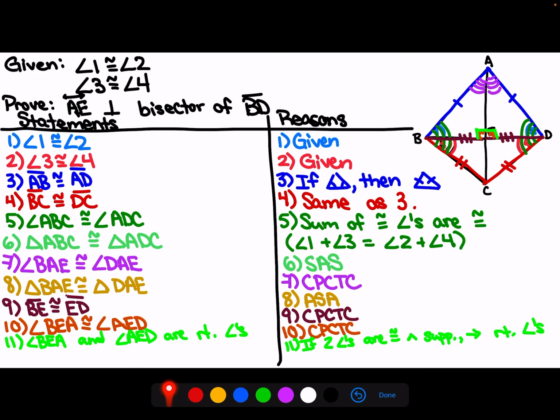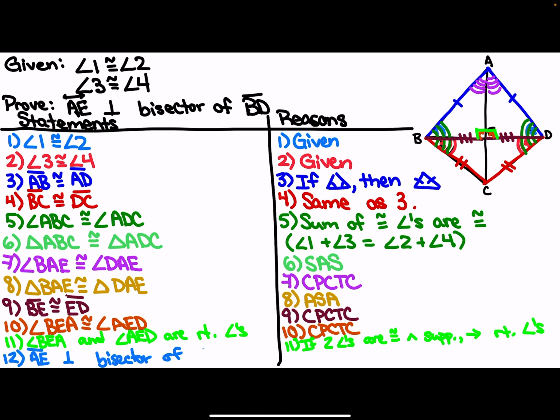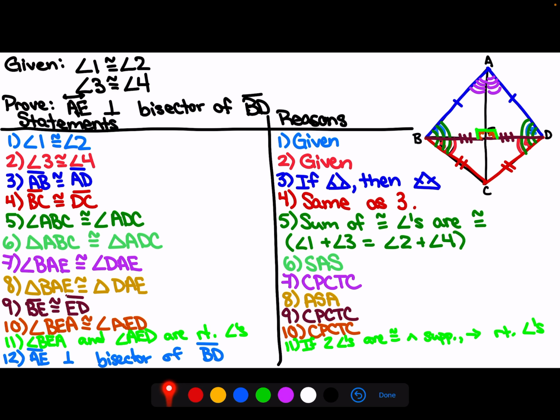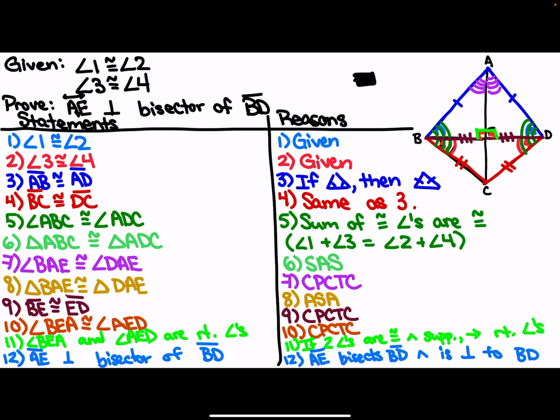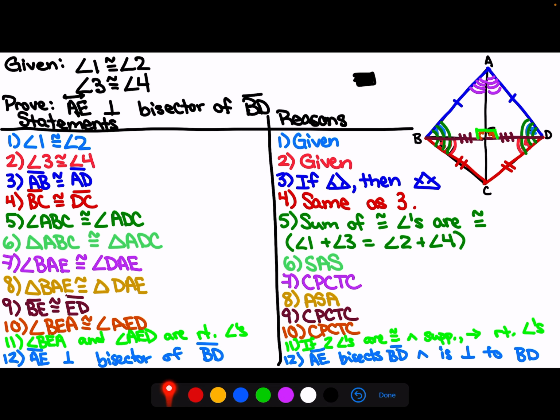If that's the case, we see perpendicular from the right angles. We see a bisection from statement number 9. We can now say that AE is the perpendicular bisector of BD because AE bisects BD and is perpendicular to BD. And with that, this proof is complete. All right, next up.